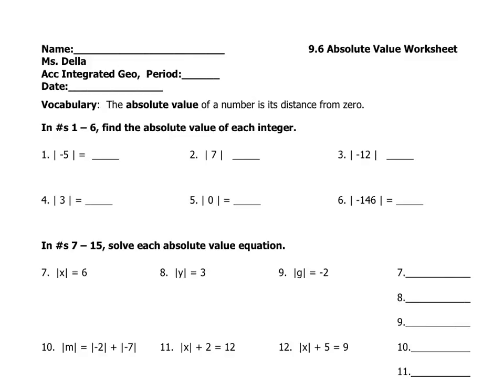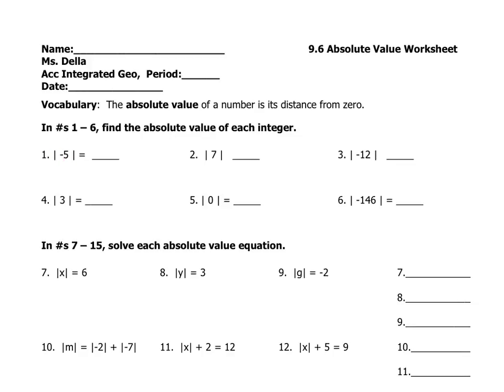Okay, this is lesson 9.6 about absolute value. We all know that absolute value is the distance away from 0. So since it's measuring a distance, the answer always has to be positive. So if I look at number 1 through 6, these are just warm-up easy questions.